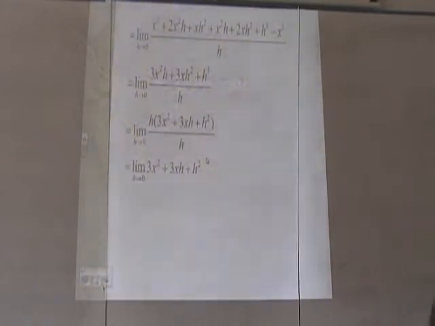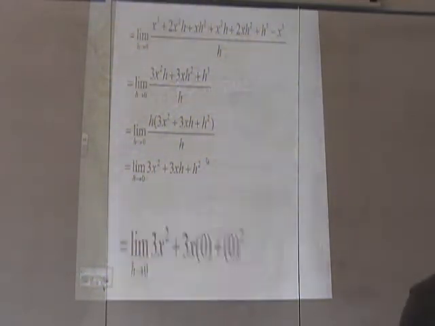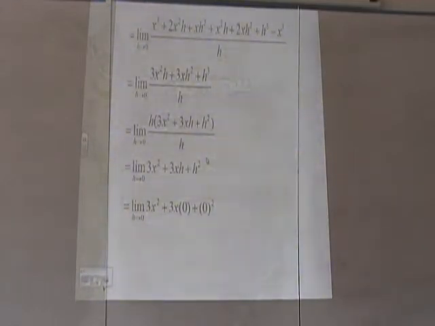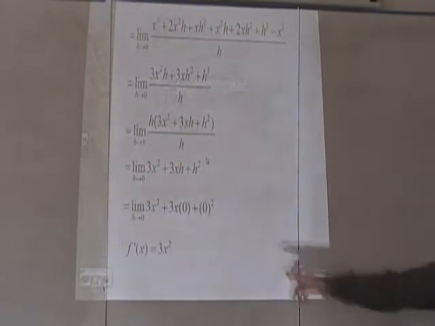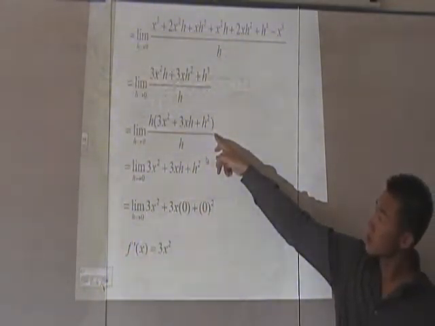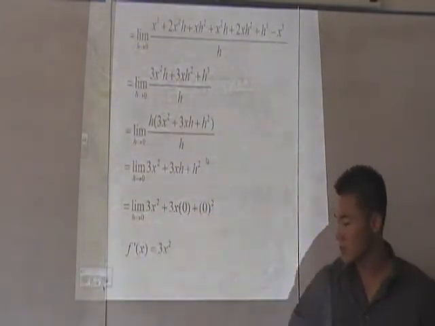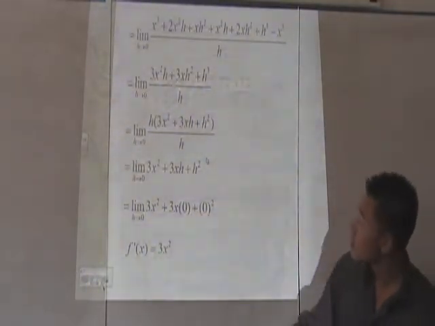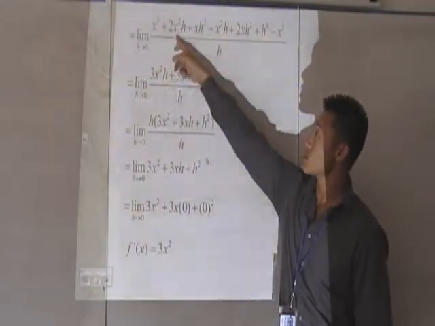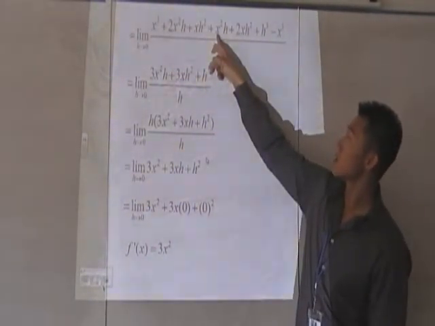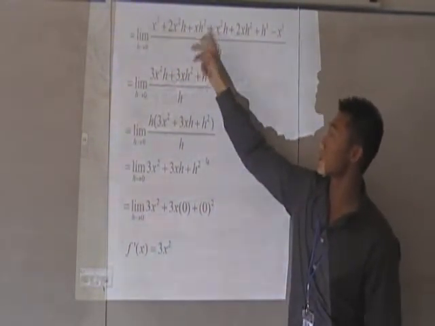Okay, from here, what do we do? You plug 0 into h, and then you simplify it. How did you get the x or h? Here, that one. You add 2xh plus x squared h. So you add these two together to get that.